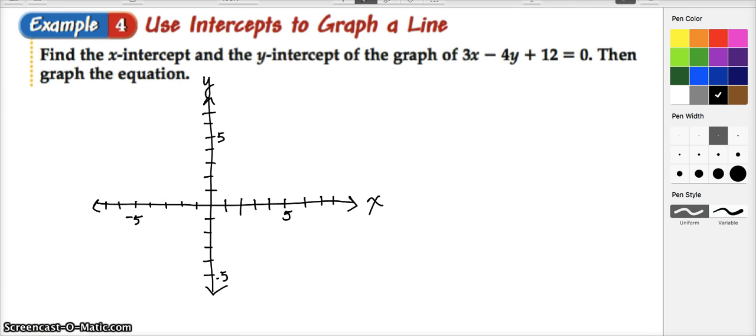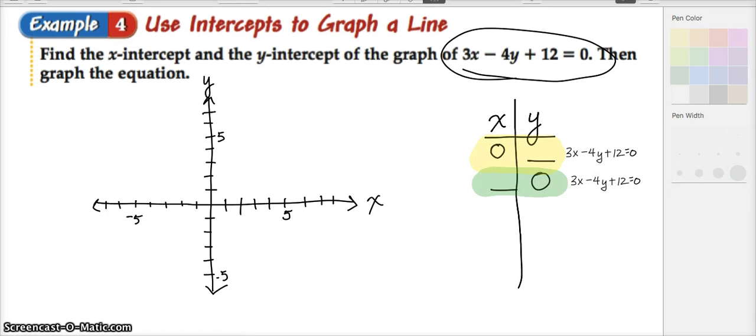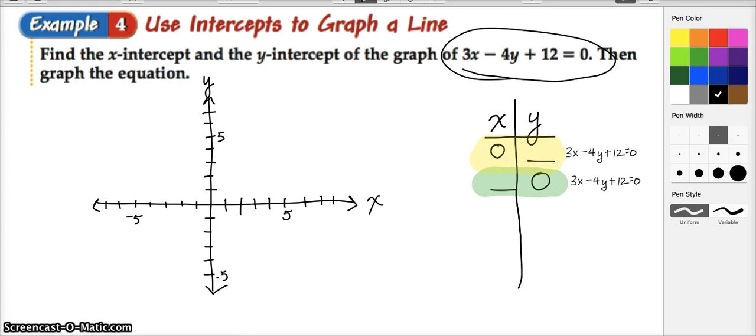For this final example, example 4, we're going to use intercepts to graph a line. So here's the equation that we're going to graph, and here's the setup we're going to use. What we're going to do is follow what we talked about earlier. We know that the intercept is merely the value for one term when the other term is 0. So the y-intercept here is in yellow, and if I want to calculate the y-intercept, I'm going to go to the x value, and I'm going to put 0 in there. So 3 times 0 minus 4y plus 12 is equal to 0.